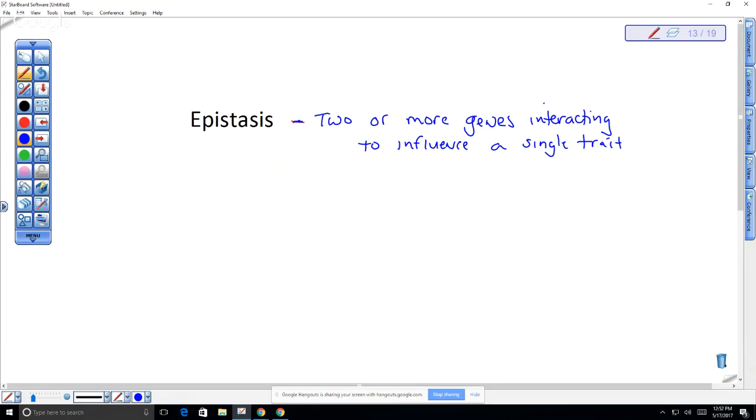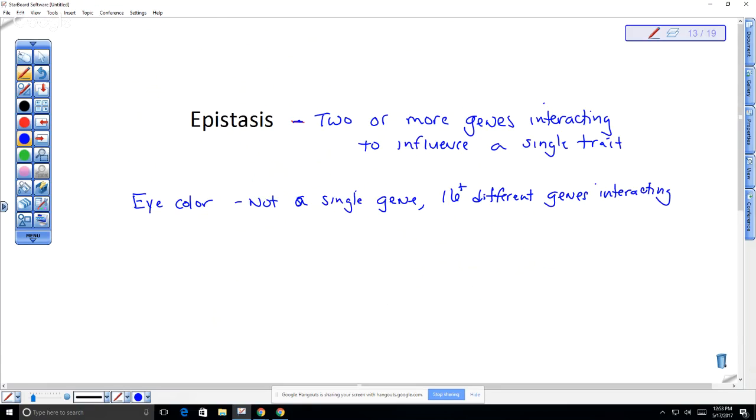So eye color has been taught for a long time as being really simple with just B's, right? One gene, big B, little b. But it is actually much more complicated than that. And so when we look at eye color, it is not a single gene. In fact, there might be like 16 or maybe even more different genes interacting. But the example that I'm going to give today is how you could explain parents who are blue-eyed could potentially have an offspring that is brown-eyed, right? So you're like, oh, that doesn't make sense from what I learned in grade school or middle school or high school, right? But it's a lot more complicated than that, okay?